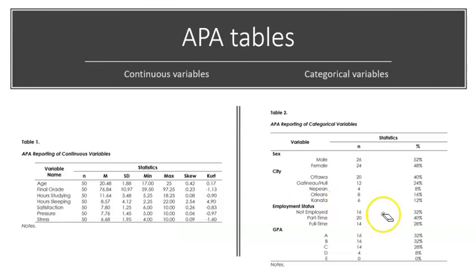The right side is very different from the left side. For the categorical variables, you don't have to provide all those components, only how many people responded in each category. Then you can also convert that to a percentage. For the percentage, you take the total number at the bottom and your number in the upper side, divide, and multiply by 100. So you will get those percentages.